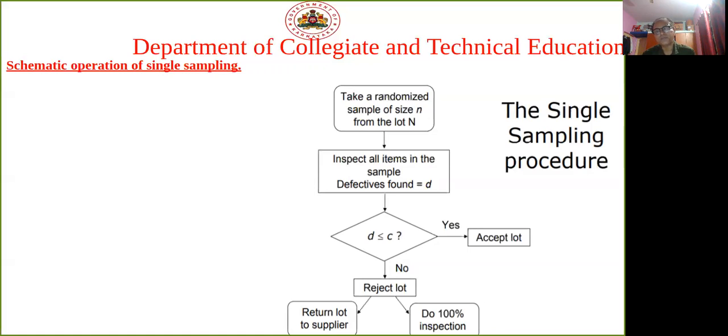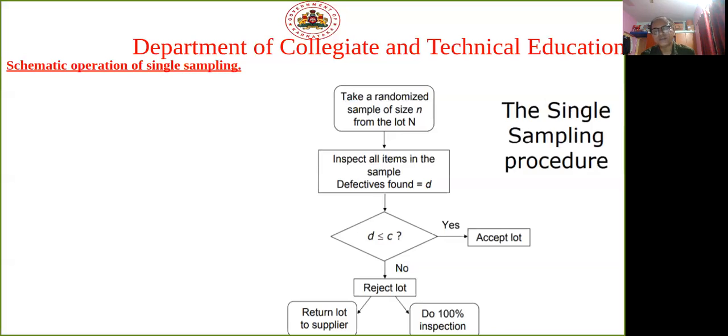Say, for example, capital N is equal to 100. Small n depends on the agreement between the consumer and the producer. The consumer may say n is equal to 5. What does it mean? It means that first we have to randomly take a sample of 5 items from a lot of 100 items. So that is the flow chart.